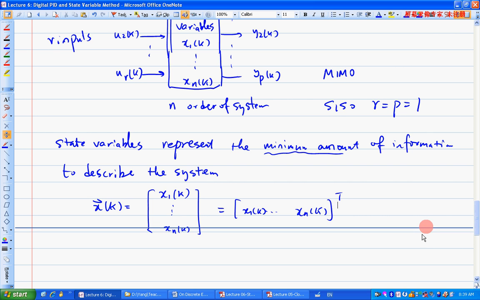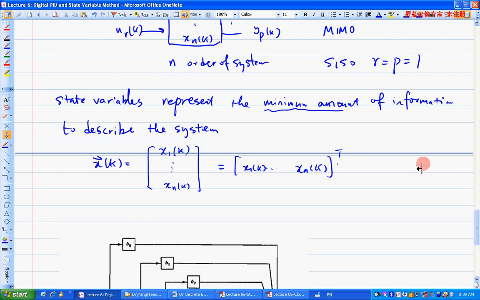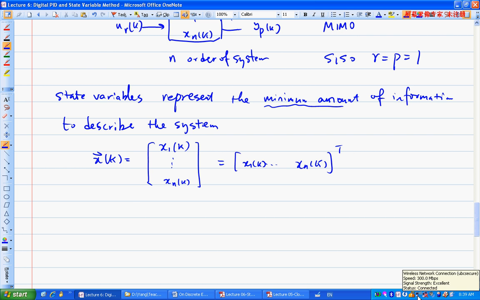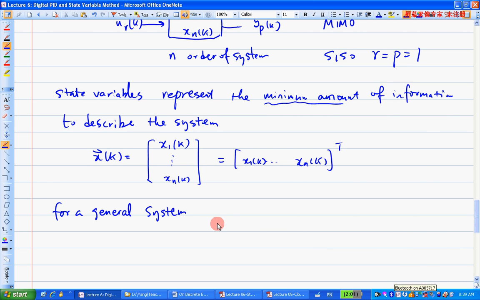Now, in terms of the mathematical expression, given a system, here is the general equation for a system. For a general system, which may be nonlinear or may be linear, the equation describing a system using the state variable approach will be in this format here.